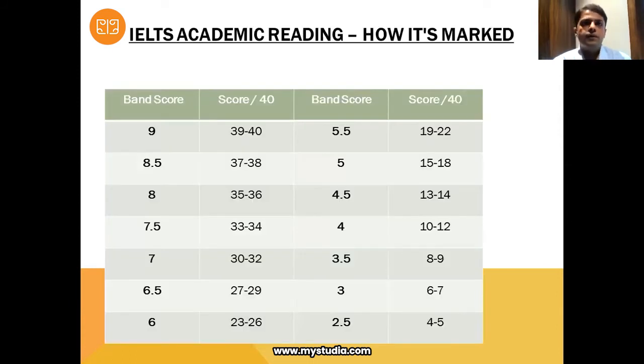And this is how your academic reading test is assessed. If you're answering 39 to 40 questions correctly, you'll get 9 bands, 37 to 38, 8.5 bands, 35 to 36, 8 bands, 33 to 34, 7.5 bands, and so on and so forth.